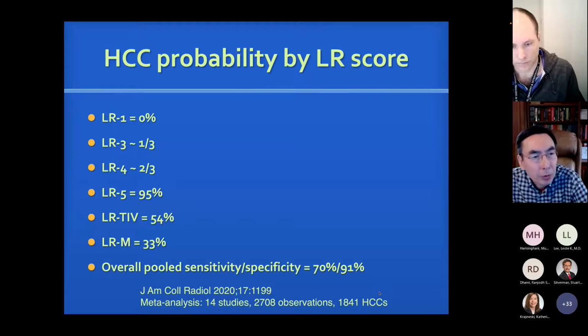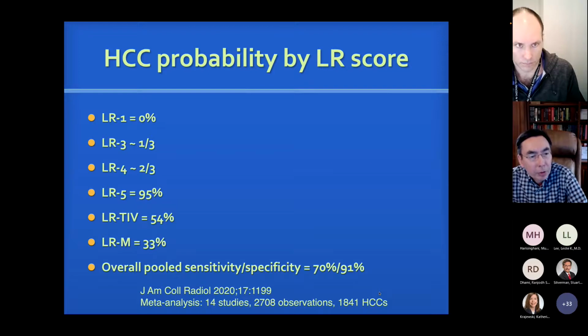So I've shown you now two masses on opposite spectrums of the LI-RADS scale, LR1 with a 0% probability of HCC versus LR5 that has about a 95% probability of HCC based on a recent meta-analysis. LR2 probably falls under 10% risk of HCC. LR3, roughly a third, turn out to be HCC. LR4, maybe 2/3, turn out to be HCC, and LR5, again, 95%.